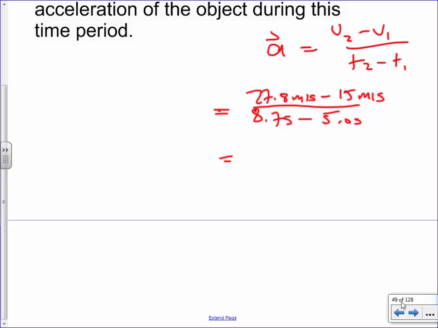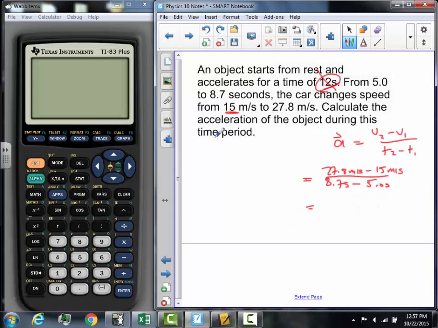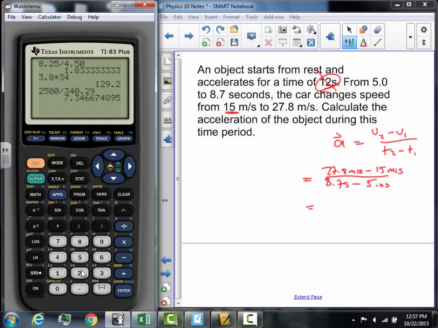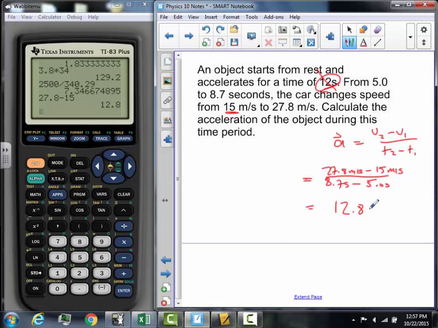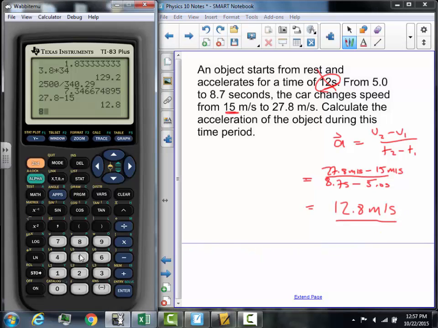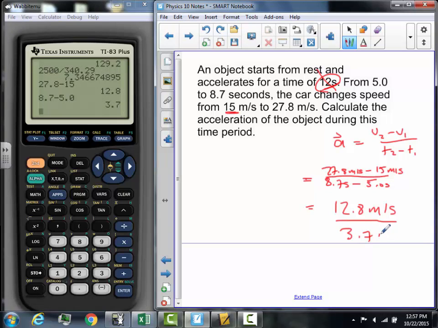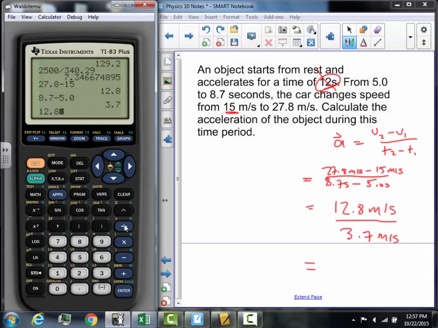So, okay, we just need our calculators now. On the top of the fraction, I'm going to take 27.8 minus 15, and that's going to give me 12.8 meters per second. On the bottom of the fraction, I'm going to take 8.7 and subtract 5.0. That's going to give me 3.7. And then last step, I'm going to take 12.8 and divide by 3.7.